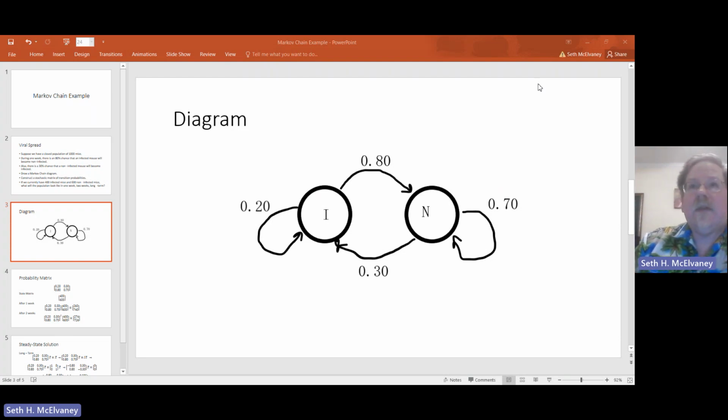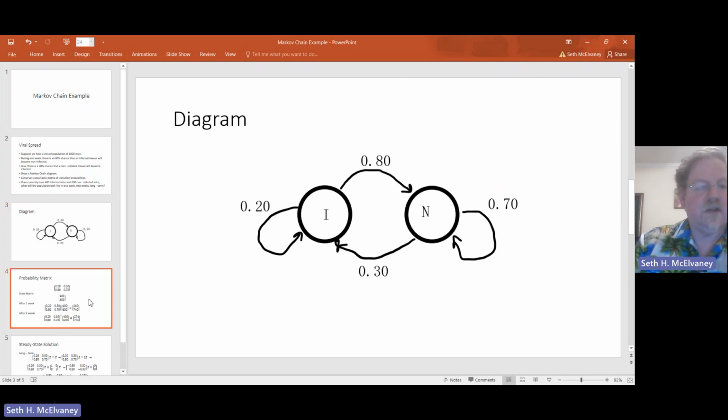All right, now we're going to convert this into a probability matrix. So in a probability matrix, in our stochastic matrix, the columns are going to be adding up to 1. And so we're going to think about column 1 being starting out in the infected state. And then column 2 will be starting out in the non-infected state. Row 1 will be transitioning to the infected state. And then row 2 will be transitioning to the non-infected state.